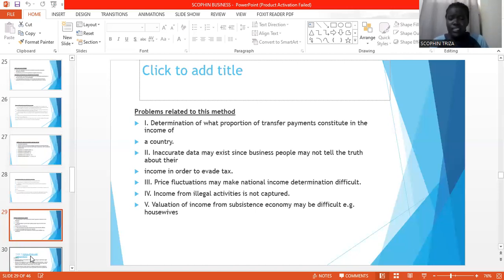Inaccurate data may exist since business people may not tell the truth about their income in order to evade taxes. Plus, price fluctuation may make national income determination difficult. And then income from illegal activities is not captured. And then the valuation of income from subsistence economies may be difficult, for example, housewives.